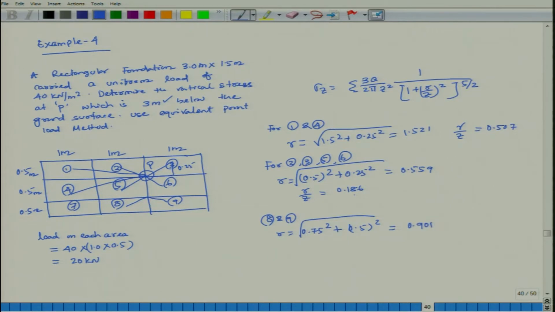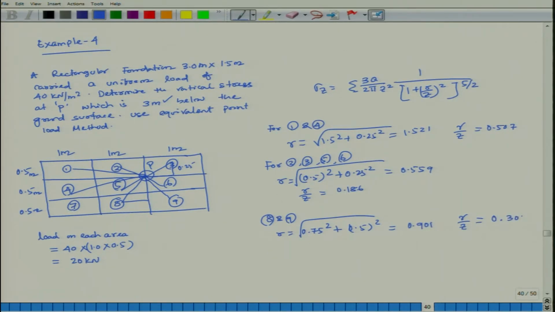For 8 and 9, if I put 8 and 9, this is my point. What is the radial distance from here to here? If I take it, this will be 0.5 squared and this will be 0.5 plus 0.25, that is 0.75 squared, which comes out to be 1.677. So, r by z is equal to 0.30.